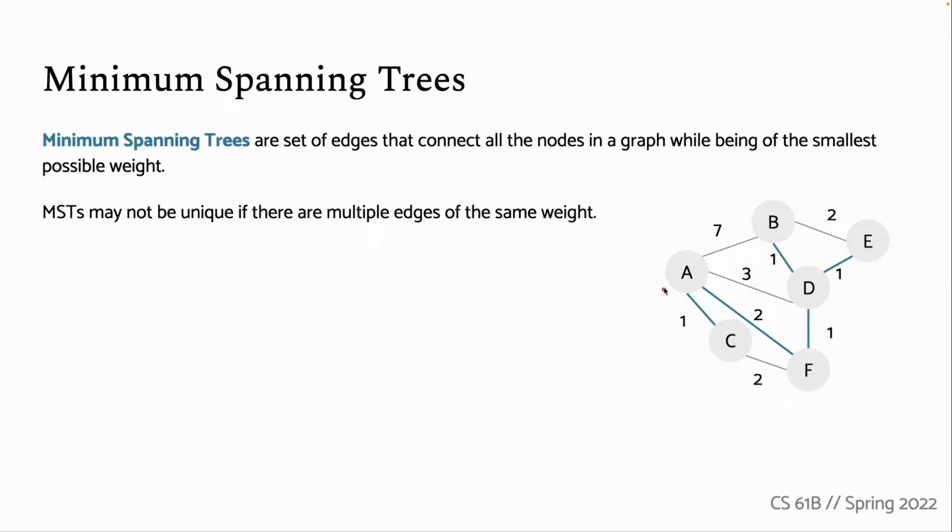It is important to note that MSTs may not be unique if there are multiple edges of the same weight. An example here is that in this situation, this MST is not unique because instead of having A to F in this MST, you could replace that with C to F. It would still be the smallest possible weight, it would still span all of the nodes, and it would still be a tree.